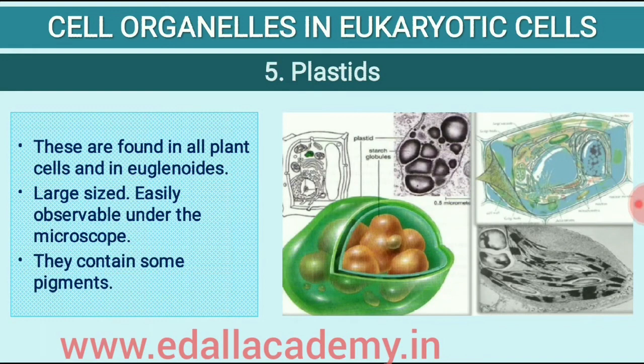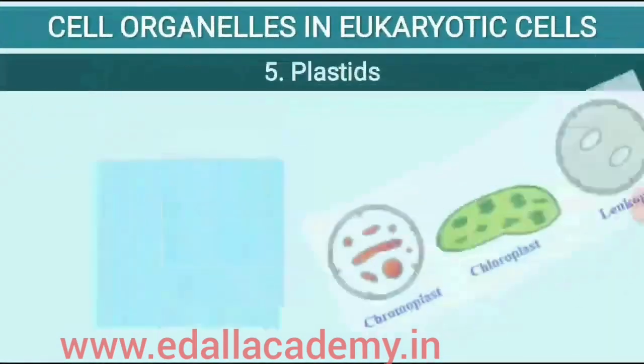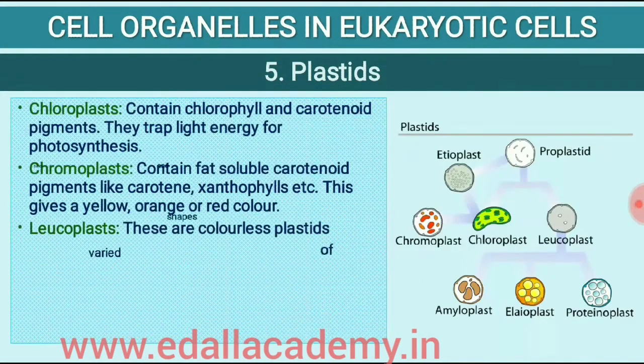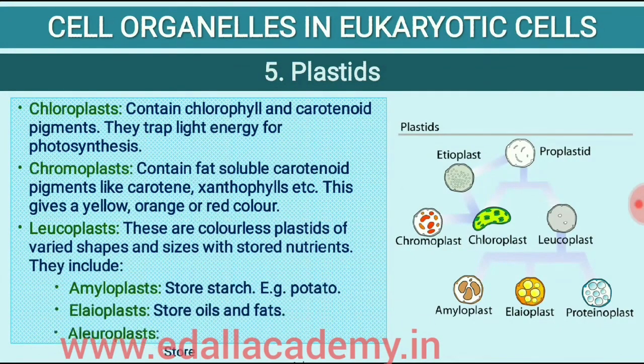8.5.5 Plastids. Plastids are found in all plant cells and in eukaryotes. These are easily observed under the microscope as they are large. They bear some specific pigments, thus imparting specific colors to the plants. Based on the type of pigments, plastids can be classified into chloroplasts, chromoplasts and leucoplasts. The chloroplasts contain chlorophyll and carotenoid pigments which are responsible for trapping light energy essential for photosynthesis. In the chromoplasts, fat-soluble carotenoid pigments like carotene, xanthophylls and others are present. This gives the part of the plant a yellow, orange or red color.